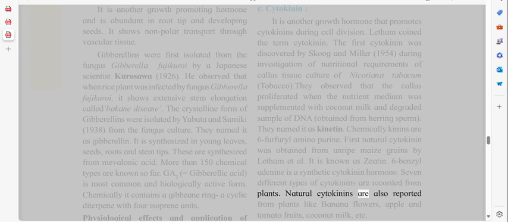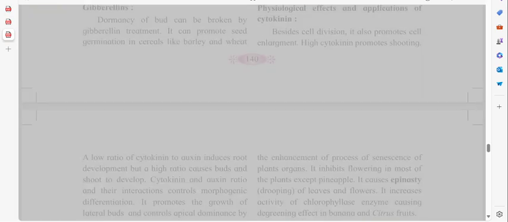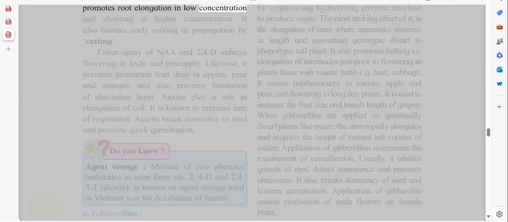Natural cytokinins are also reported from plants like banana flowers, apple and tomato fruits, coconut milk, etc. Physiological effects and applications of cytokinin. Besides cell division, it also promotes cell enlargement. High cytokinin promotes shooting. Promotes root elongation in low concentration and shooting at higher concentration. It also hastens early rooting in propagation by cutting.